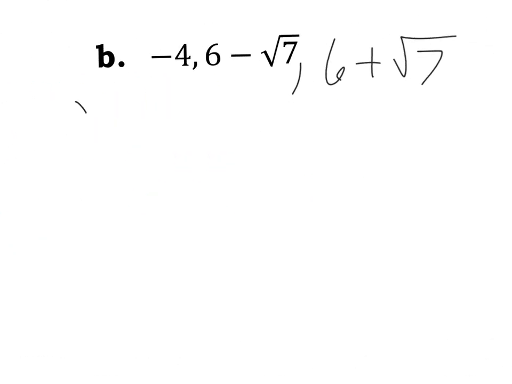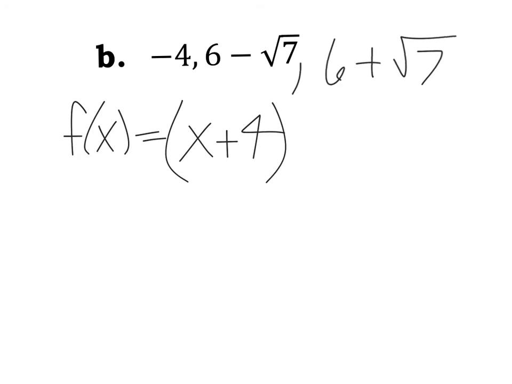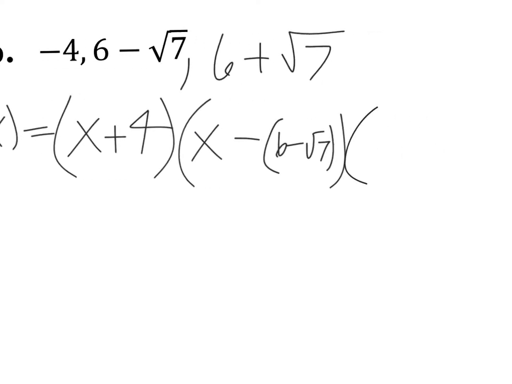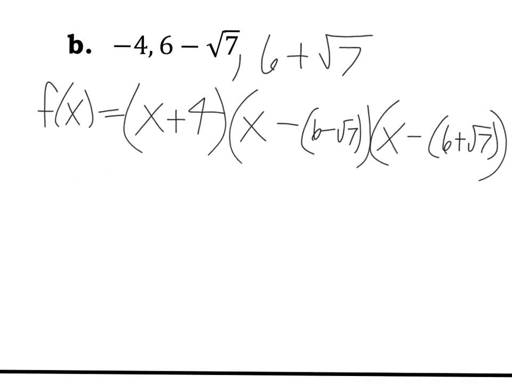So I'm going to write f of x equals x plus 4, because I was given a negative 4. And then I'm going to write x minus, and then I'm going to put 6 minus square root 7. And then I'm going to say x minus 6 plus the square root of 7. They're in their own parentheses because 6 minus square root of 7 is a single number when you type it into the calculator. So I'll distribute my negatives.